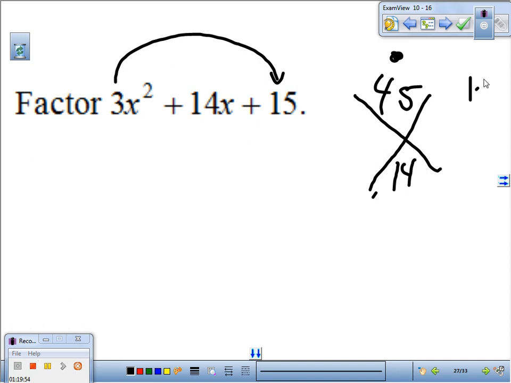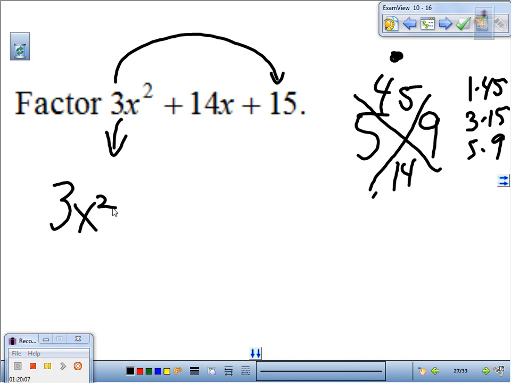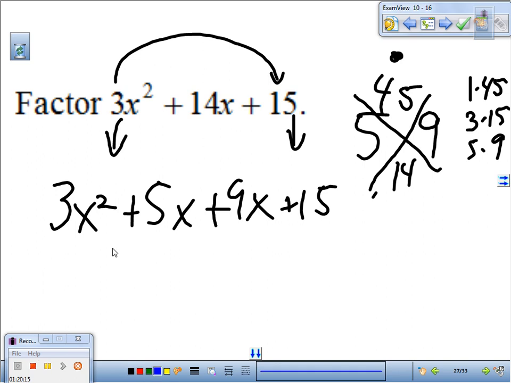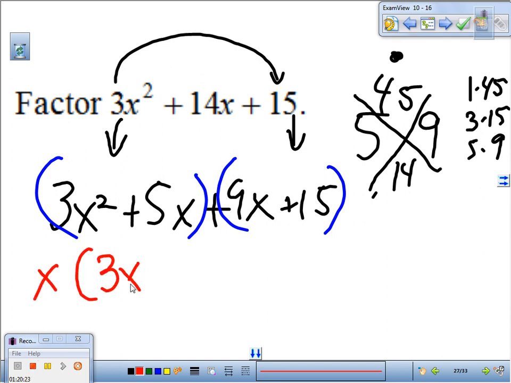Factors of 45. 1 times 45. 3 times 15. And 5 times 9. Which one of those adds up to 14? 5 and 9. Let's rewrite this. 3x squared plus 5x plus 9x plus 15. Let's group this. These two, these two. GCF here is x, and I'm left with 3x plus 5. Plus. What number divides these two terms? 3, we're left with x plus 5.